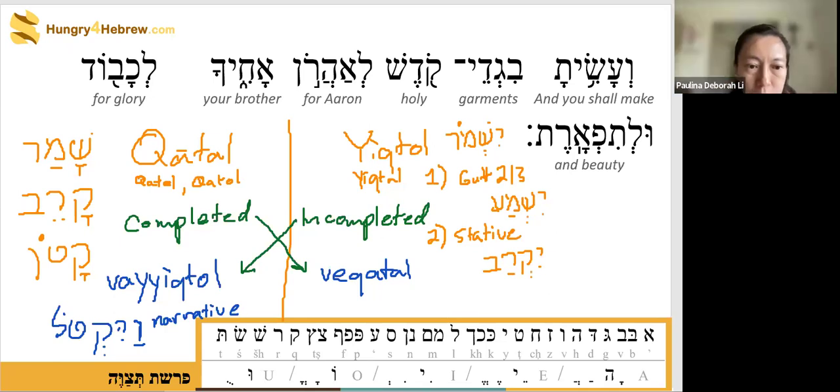I have a question just regarding the sequence. Consider katal and yiktol. Is there any sequence, or yiktol compared with vekatal? Or sometimes the sequence is like at the same pace, or one is before the other?